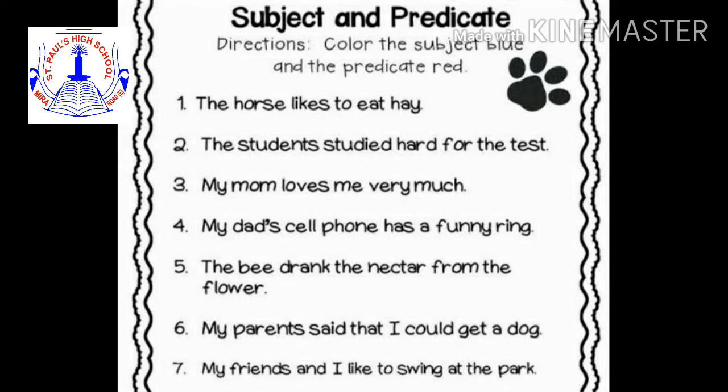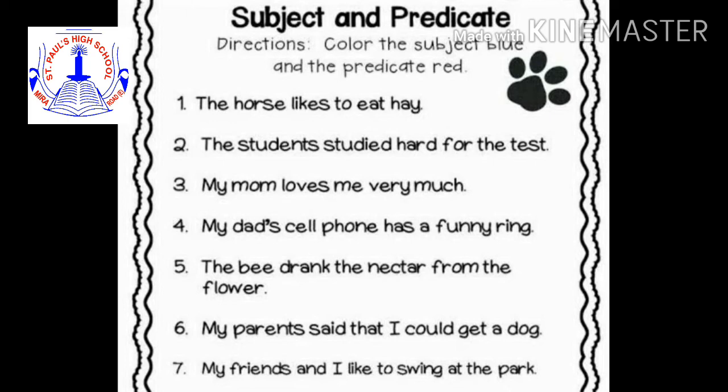Third sentence, my mom loves me very much. Now here I am talking about my mom. I am talking about a person. So the main subject is my mom. And she loves me very much. Yes or no students? So "loves me very much" is the predicate.